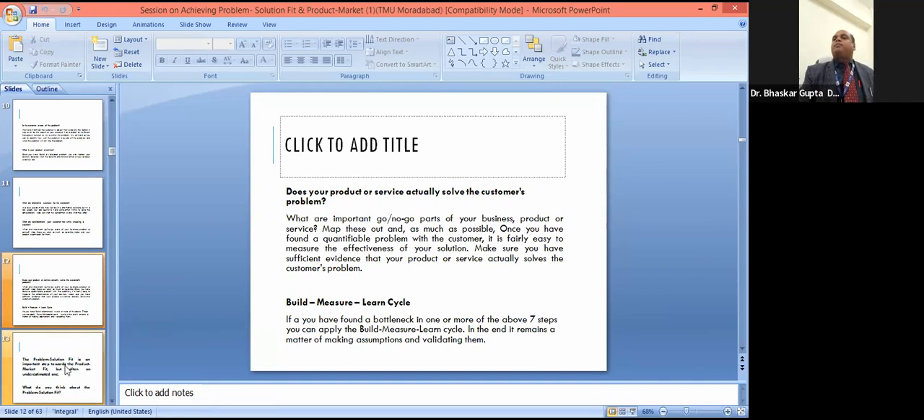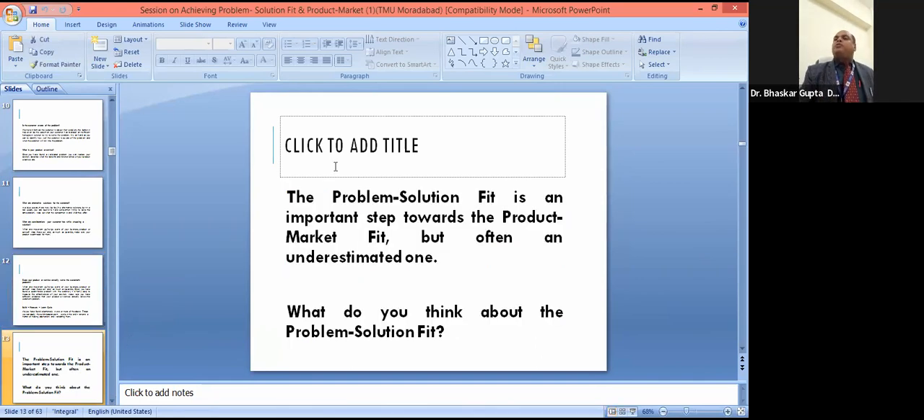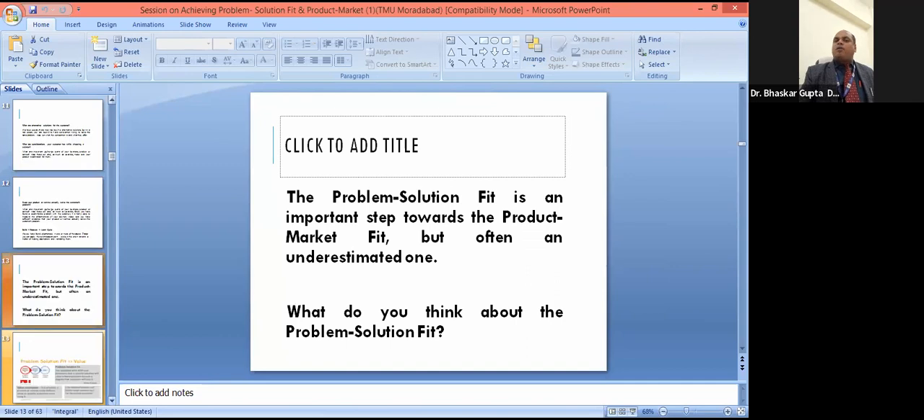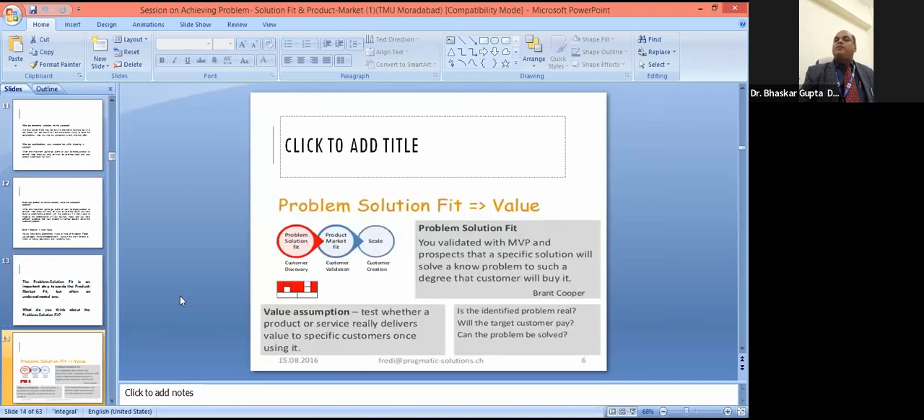Next, Dr. Bhaskar. The problem solution fit is an important step towards the product market fit, but often an underestimated one. What do you think about the problem solution fit? In the past, it has been seen that the product market fit stage has been underestimated by many startup founders, and that's the reason most of the startups failed in the last decade. Next. If you look at the problem solution fit, next please.